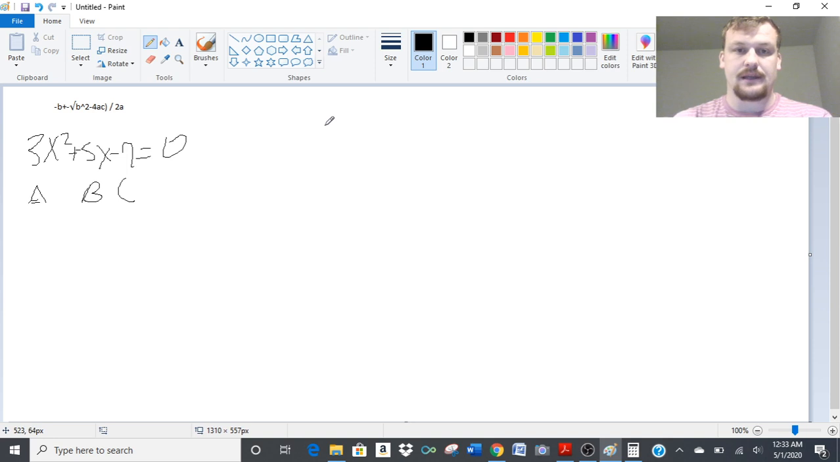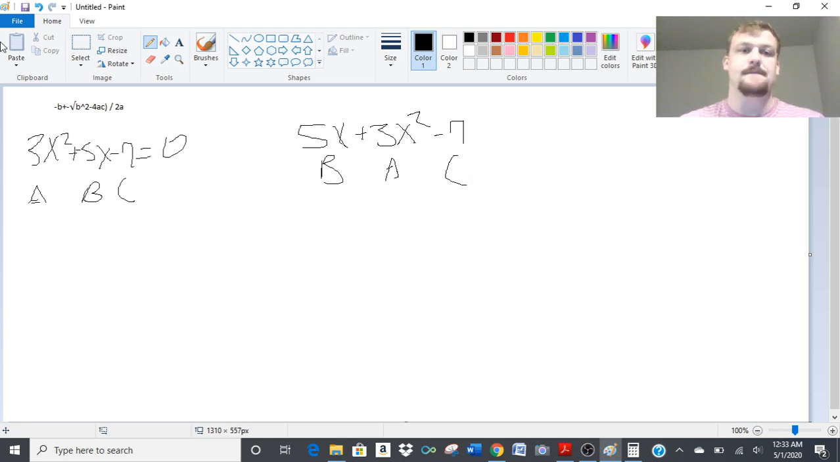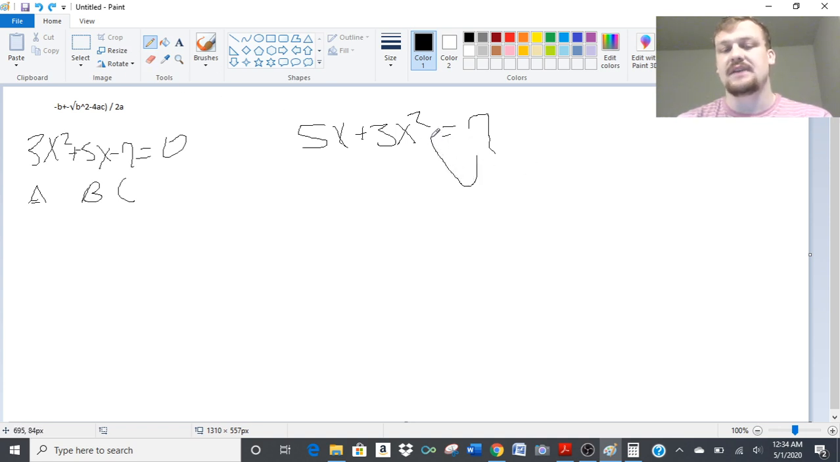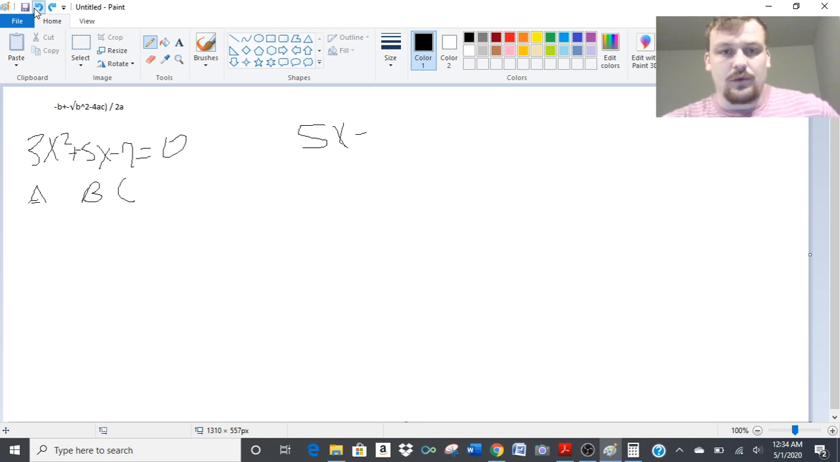But remember, if it was written like this, which is the same equation by the way, this would be B, this would be A because of the squared, and this is still C. And also, let's say for talk purposes, you got an equation like this. Before you can plug this in, you have to have it equal to 0. So all you have to do is move this 7 over and make it a -7, and move this over. Anyway, I wanted to go over that real quick.